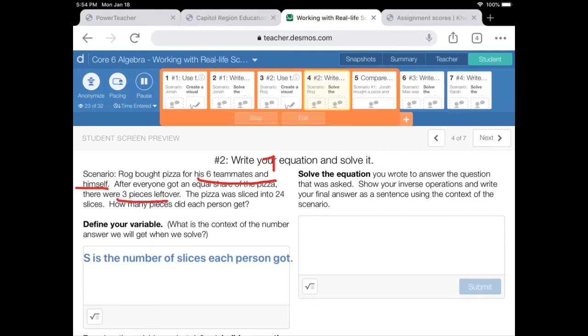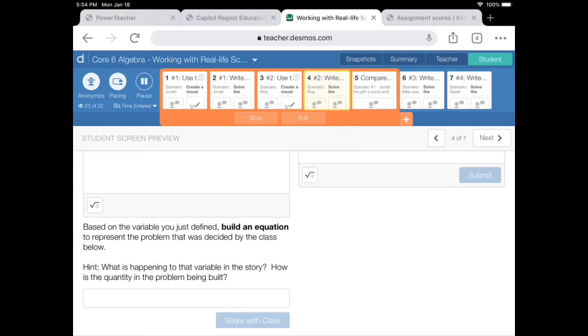That's our total. So when we're thinking about our equation, we should be thinking about this 24 as our total number of slices, because everything about this is about slices. Slices split 7 ways, 3 slices left over, 24 slices total. So how does that all work together to build us an equation? Well, we know there are 7 people. Our variable is S, which is the number of slices that each person got. And we know that we're going to work out to a total of 24 pieces.